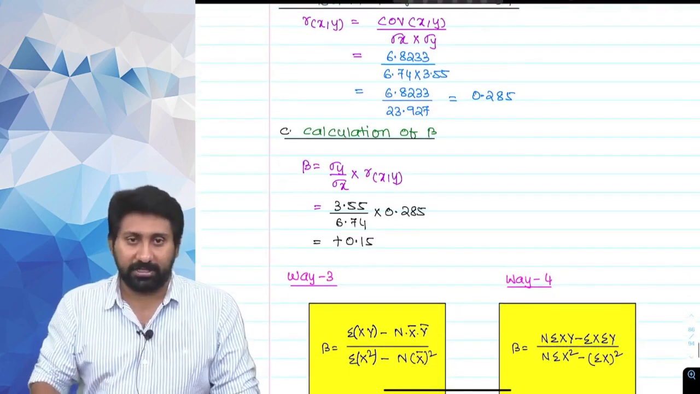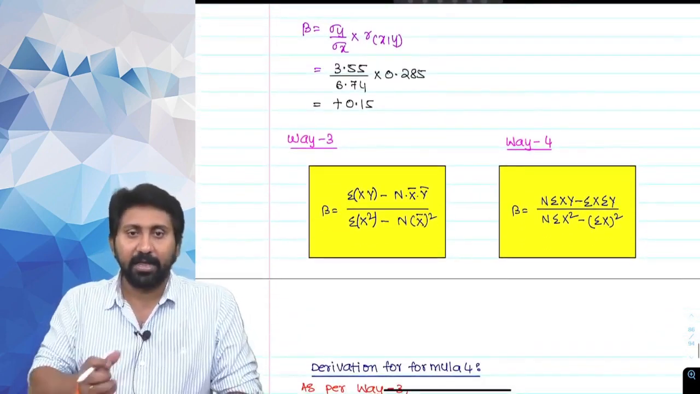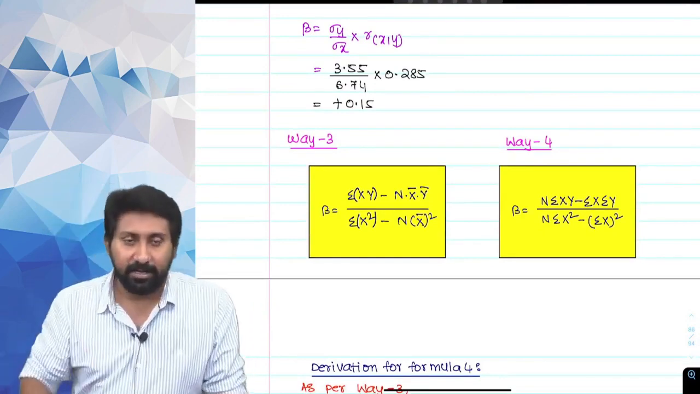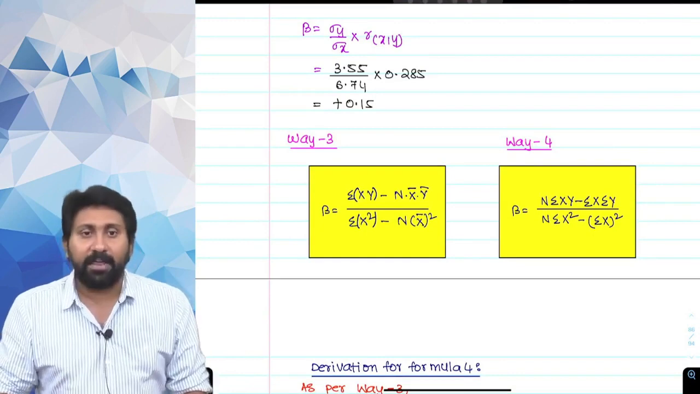Okay, weak correlation, scattered points. It is widely scattered, not closely scattered. It's a widely scattered thing. Okay, next. Way number 3.